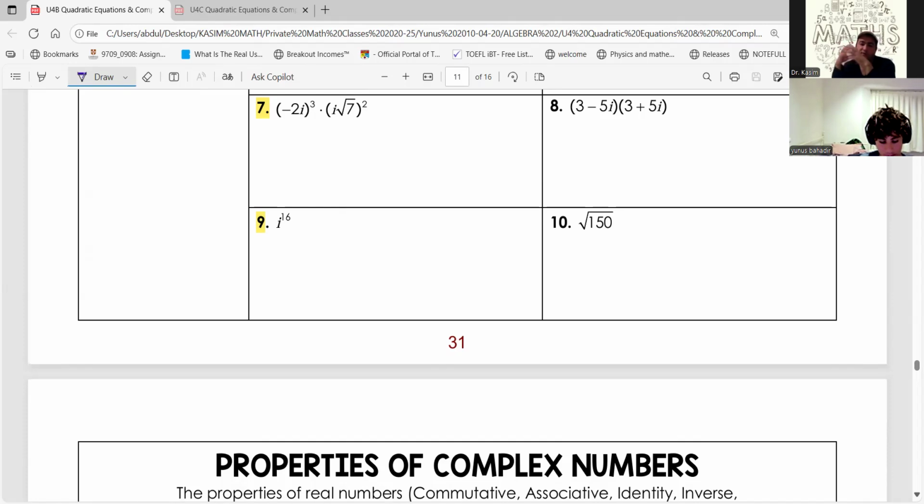What is your final answer? That's -56 times I to the power of 5. You need to simplify. That's why you need to practice. So I4 is equal to 1, and then times I. So it's just I. You should just say that -56I.